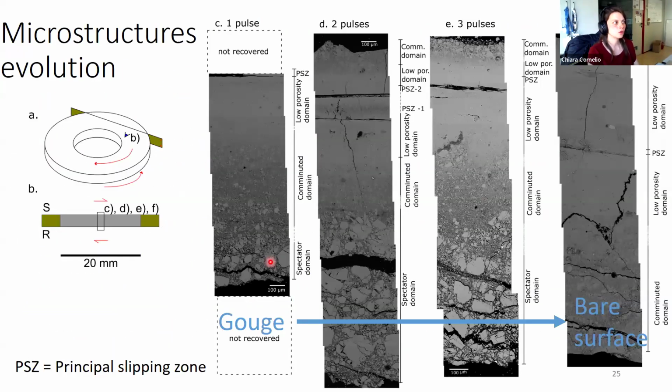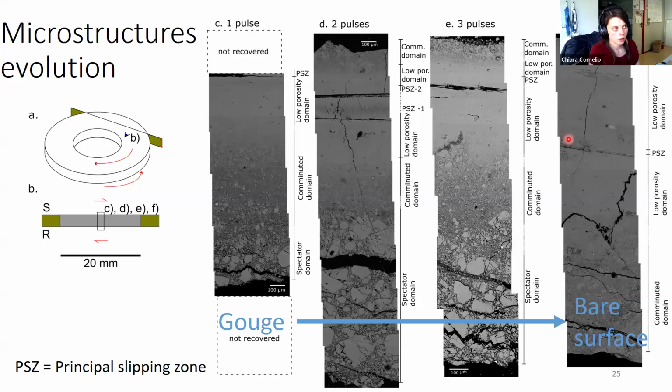If you look here at this microstructure, we see the formation of two principal slipping zones. However, for the third pulse, we can recognize only one principal slipping zone, and then a second one occurs again at the fourth one. So I think that at least in our experiment, we are repeating the principal slipping zone. We are not able to see exactly what is happening during the dynamic stage, but we have a picture just at the end.